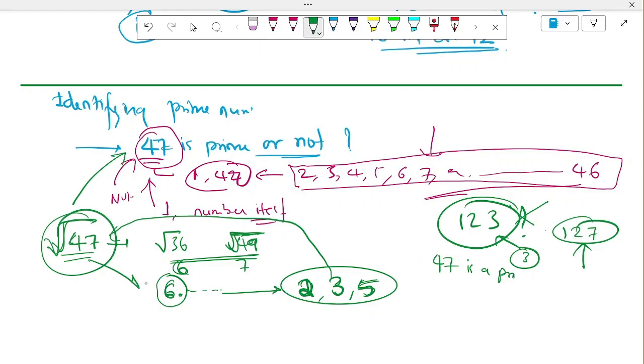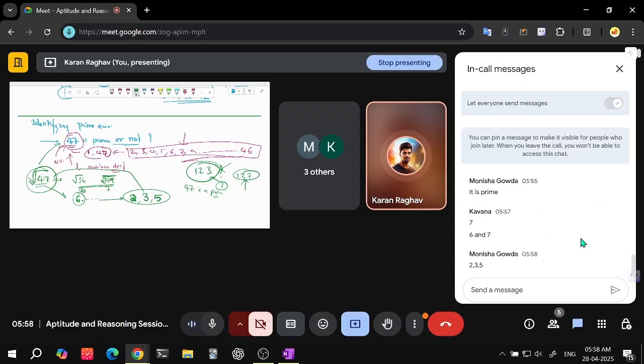You got the concept? You take the square root of any given number and try to find the prime numbers lesser than that. And if the number is not divisible by any of these prime numbers, then I can straight away say that this number is prime.